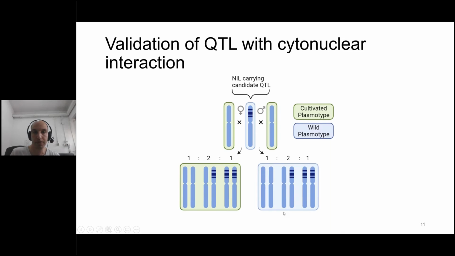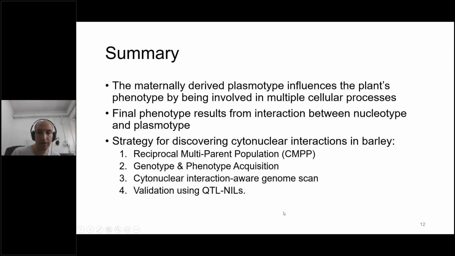Okay, so to summarize this presentation, the plasmotype, which is maternally derived, influences a lot of processes in the plant, also phenotypes which are relevant for agriculture, metabolic phenotypes, and so on. We also note that those phenotypes are oftentimes results of an interaction between nucleotype and plasmotype. The same nucleotype may not act the same in different plasmotypes.